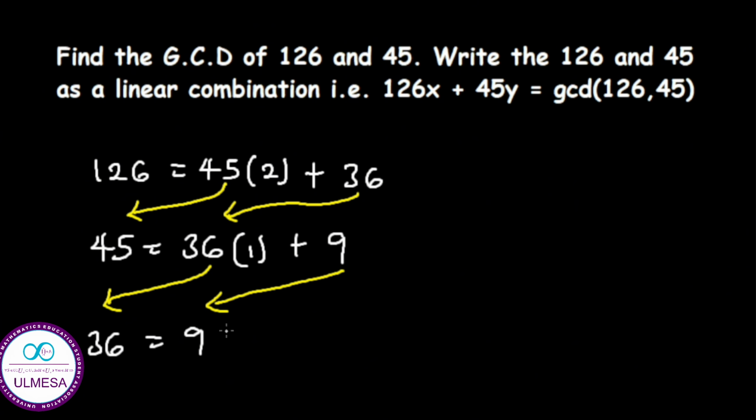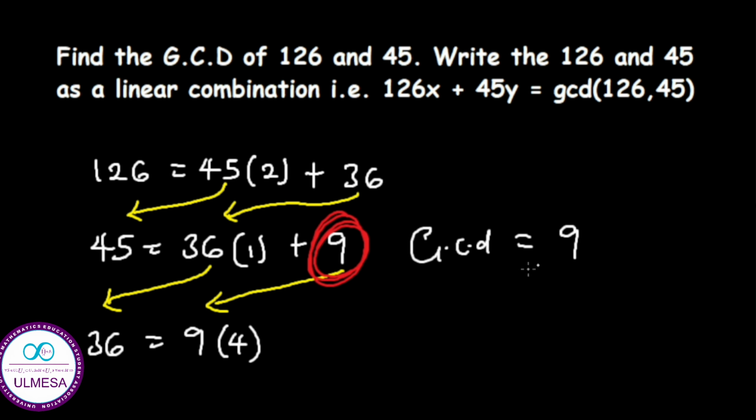Then is it balanced? No. What makes it balanced? 4, because 4 times 9 is 36. It's not remaining anything, right? So plus 0. Now how do you get your GCD? Your GCD is the last non-zero remainder, which is your 9, because here is plus 9 plus 0. So your GCD will now be equal to 9.